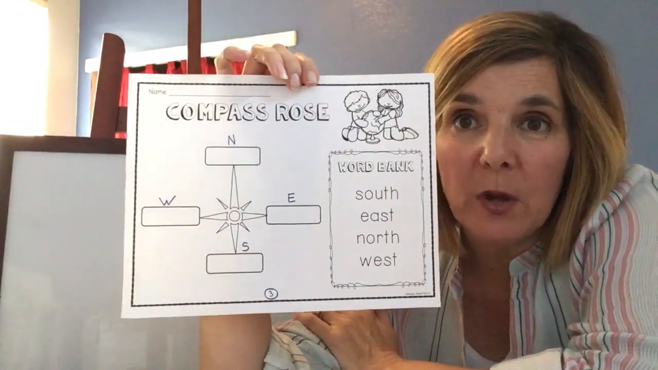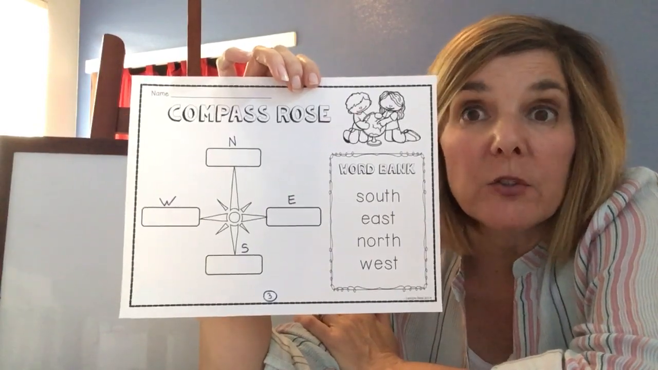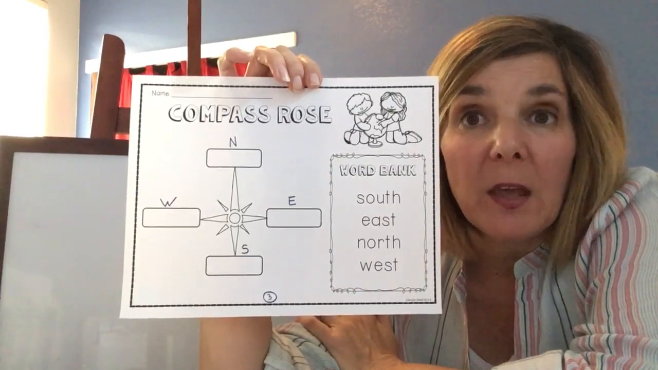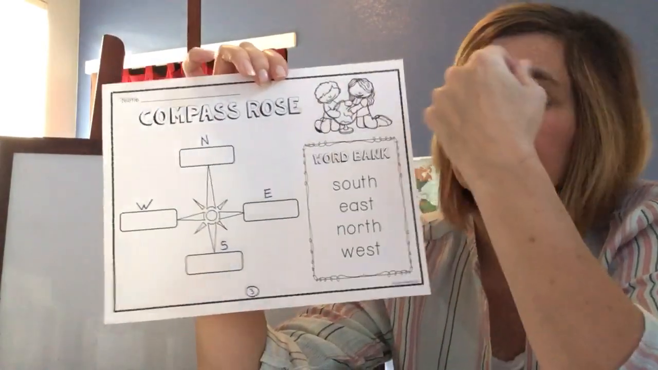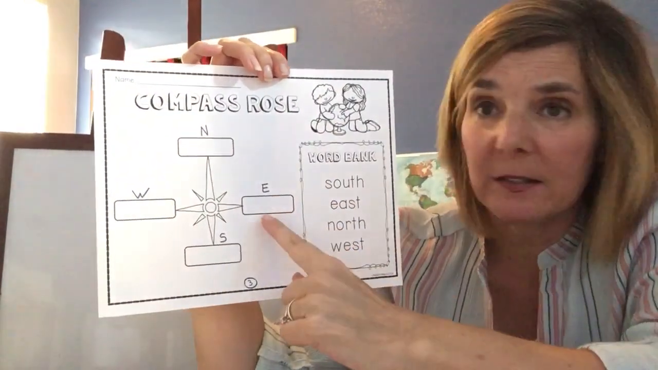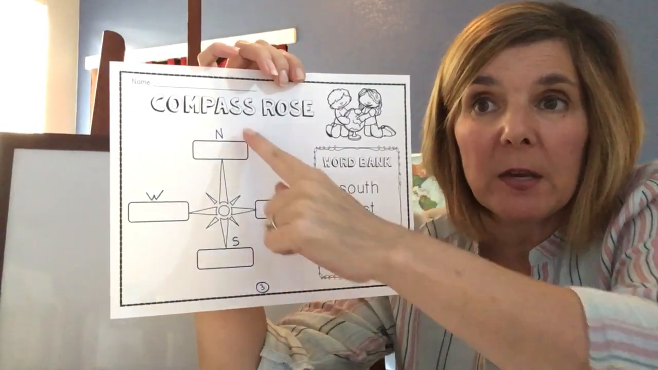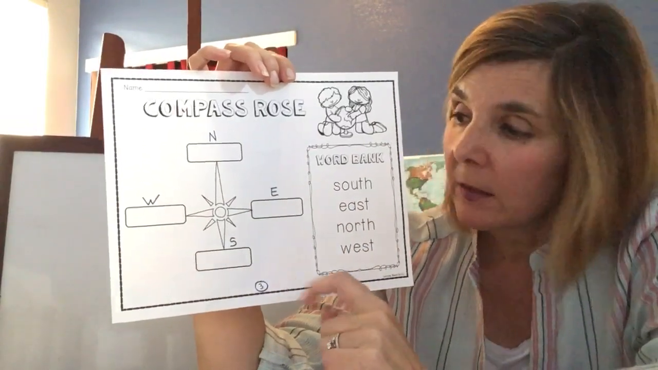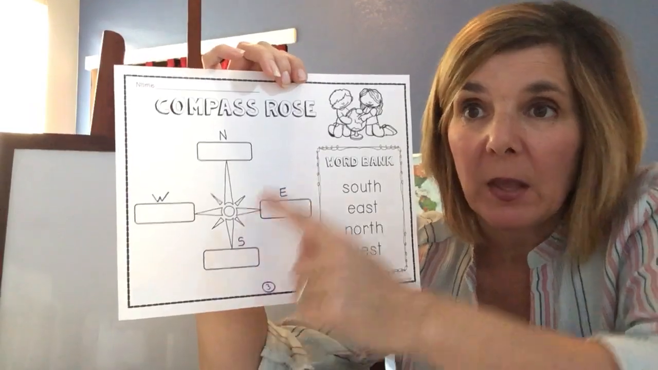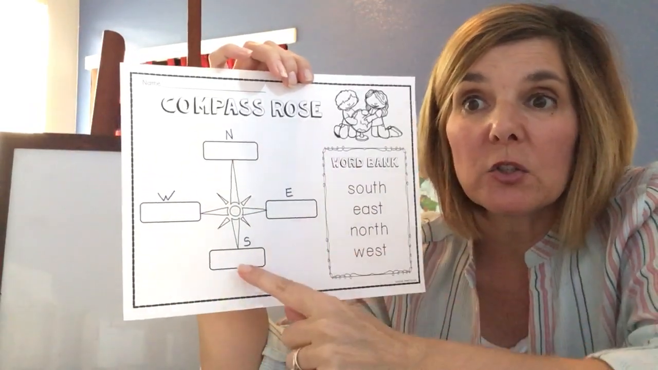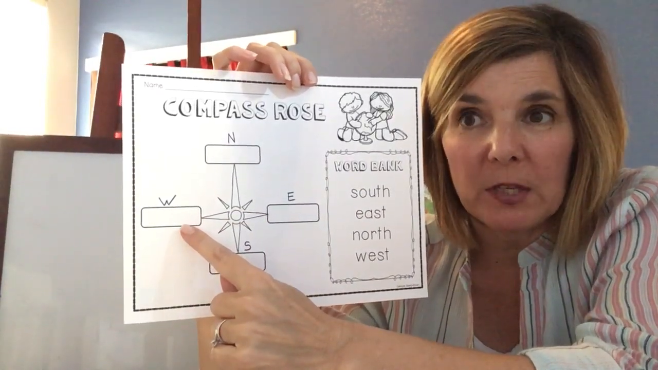Now I want to teach you a fun way to remember the compass rose. Okay, let's start with the N. N can stand for never. Say never. Then let's go east for the E. E can stand for eat. Never eat. Let's go to the S. S can stand for soggy. Never eat soggy. The W can stand for worms.